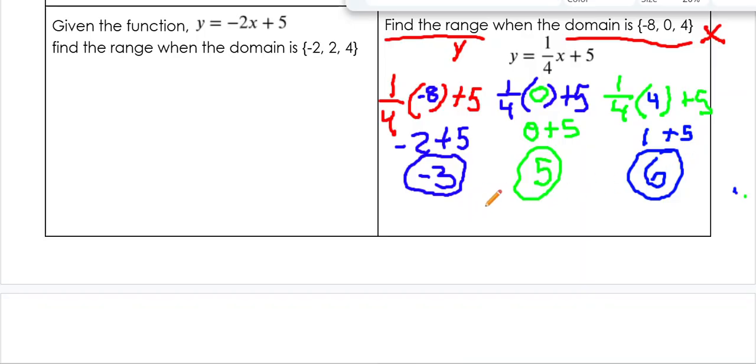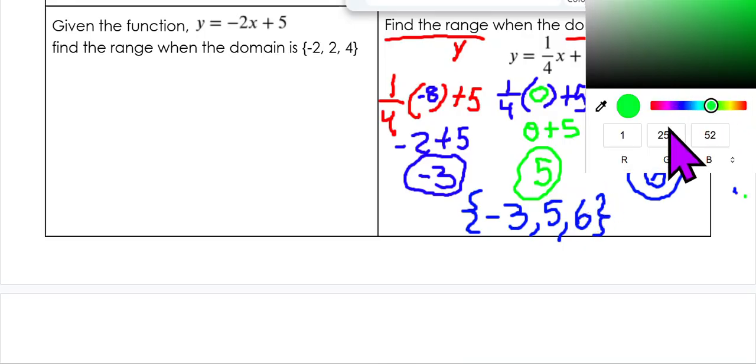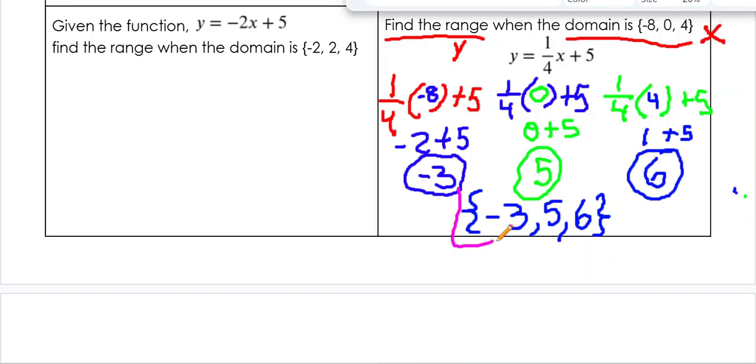So when I do my range, this isn't my answer yet. My range, remember, we have to put in a little squiggly bracket. It's called a brace. And we list our answers from least to greatest. So my smallest output was -3. My next smallest output was 5. And my largest output was 6. And then there's my range. And that would be my final answer. My final answer here is -3, 5, 6 inside that solution set. Okay? Go ahead, pause the video, try this one over here when you're done.